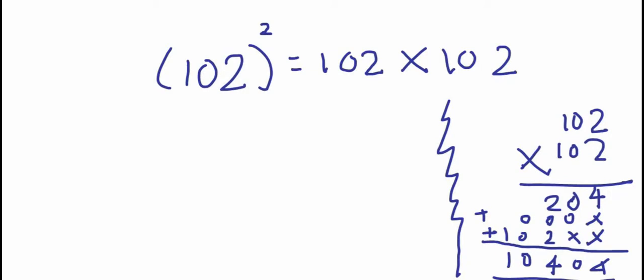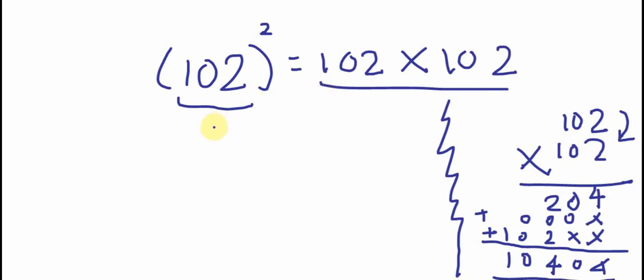And today I'll be talking about shortcut to square calculation. Now what is square? Square of a number means you just have to multiply the given number with itself. That is, if you have 102, you multiply with itself and you get the answer as 10404.